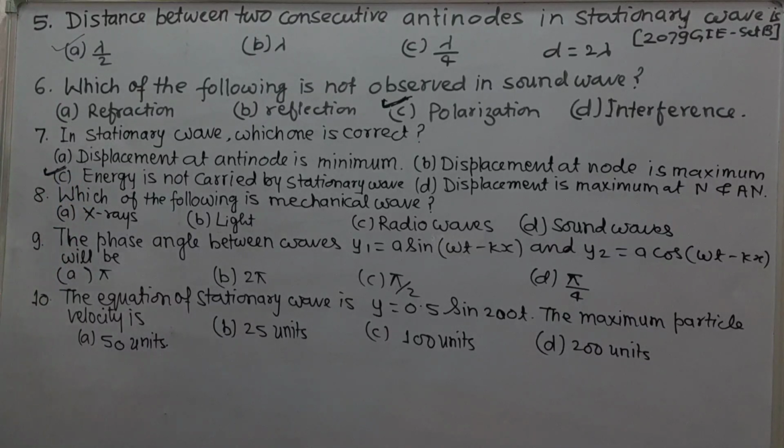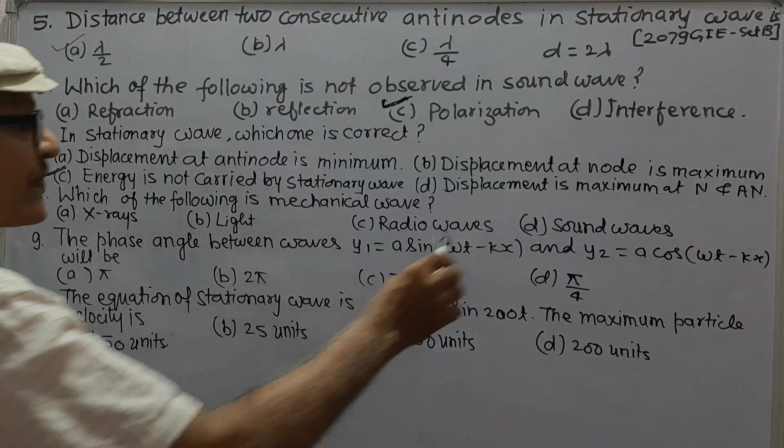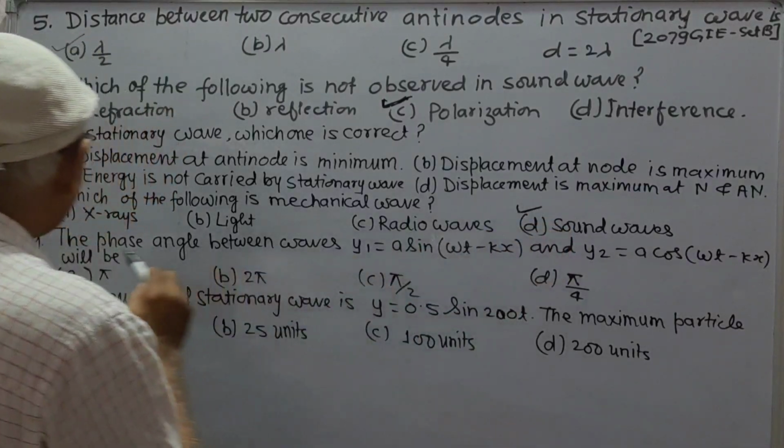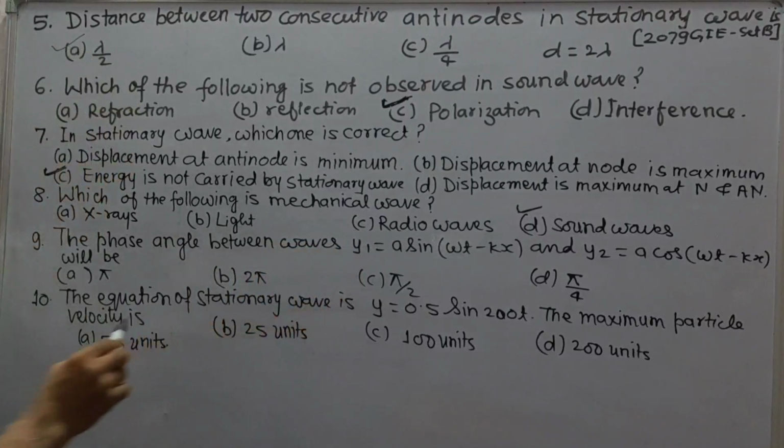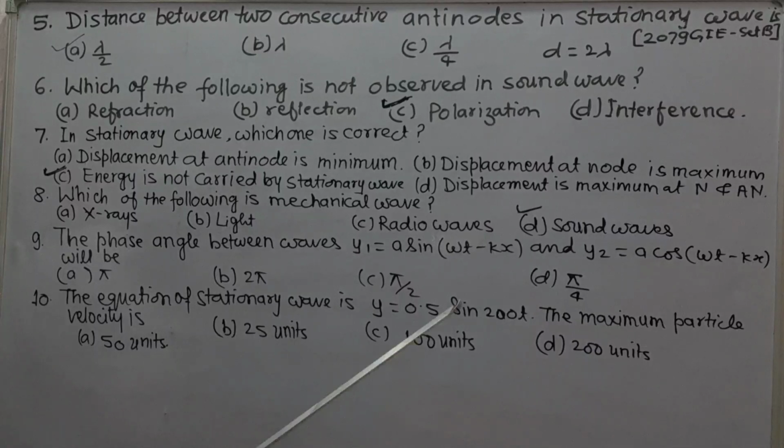Next question number 8. Which of the following is not a mechanical wave? Because mechanical waves are the waves which need a medium for propagation, hence sound waves are mechanical waves, whereas X-rays, light waves and radio waves are not mechanical waves. Sound waves are mechanical waves because they need a medium for propagation, whereas X-rays, light waves and radio waves can move even in vacuum.